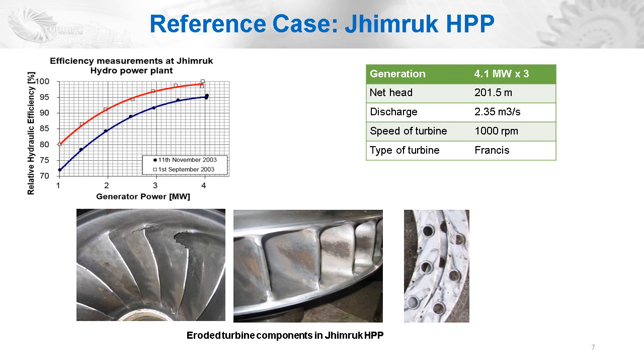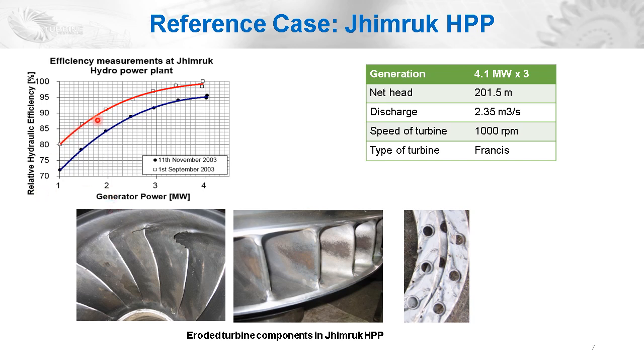For conducting the research, the data of Jhimruk hydropower plant is taken as the reference case. The Jhimruk hydropower plant having 4.1 megawatt of each unit with net head of 201.5 meter and discharge 2.35 meter cube per second is considered as a reference case.